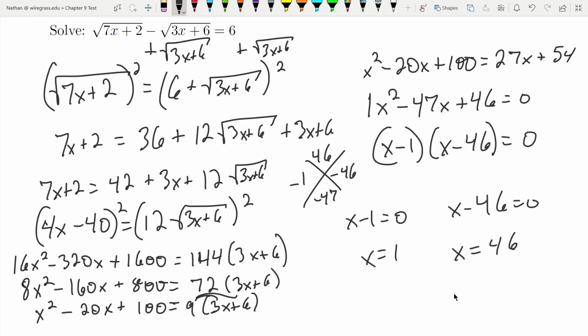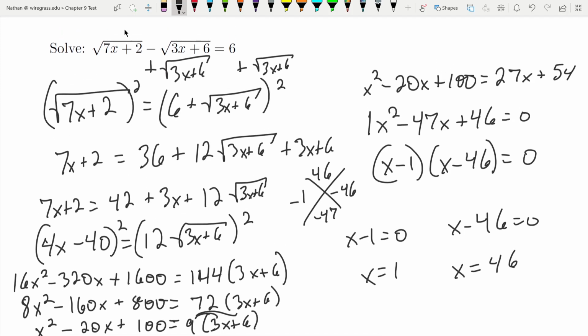Now, whenever you solve a radical equation like this, you typically get an extraneous solution, one that's actually false. So you have to test the answers. Let's test 1 into here. You plug 1 in, you're going to get 7 times 1 is 7 plus 2 is 9. The square root of 9 is 3. So we're going to get 3 here. 3 times 1 is 3 plus 6 is 9. Square root of 9 is 3. And 3 minus 3 does not equal 6. So we know that that cannot be a valid solution.